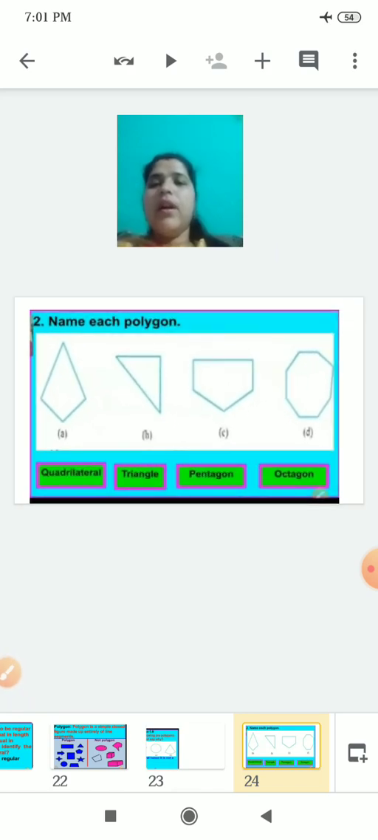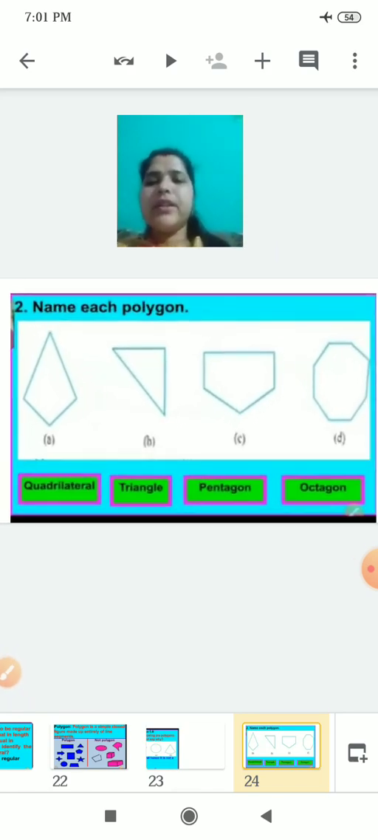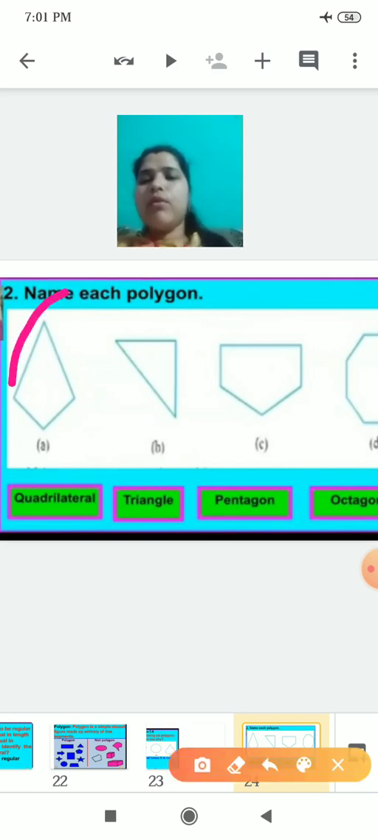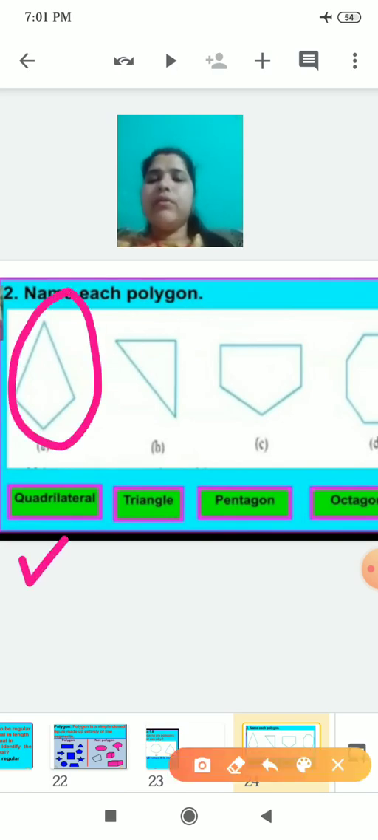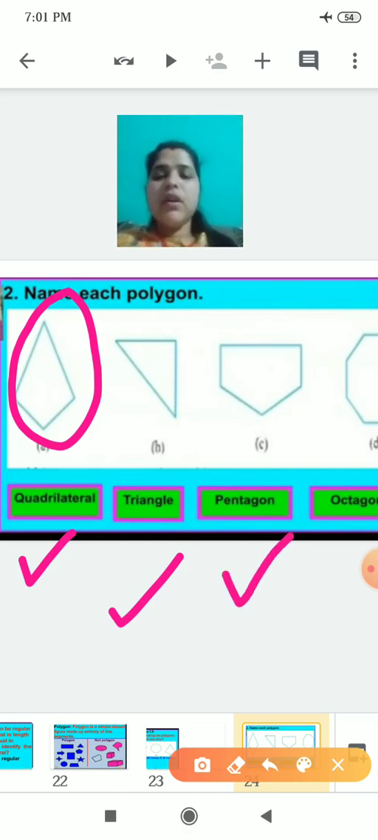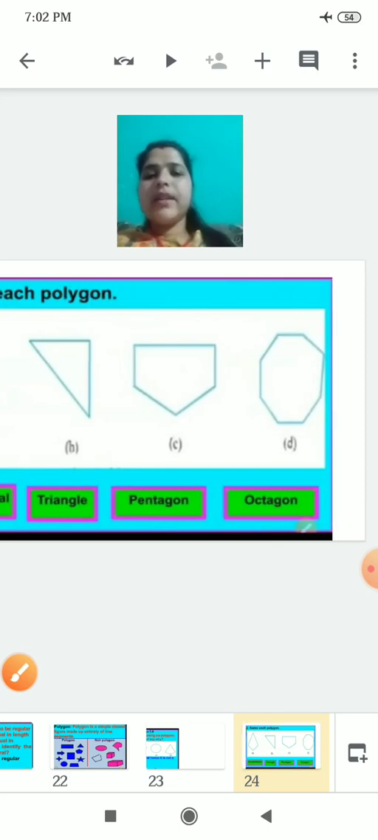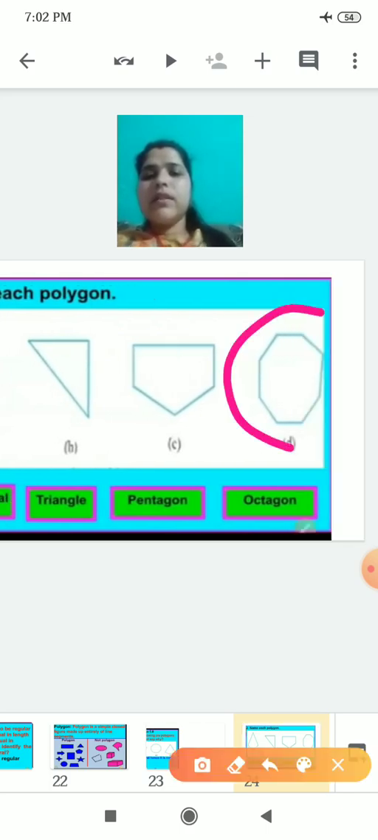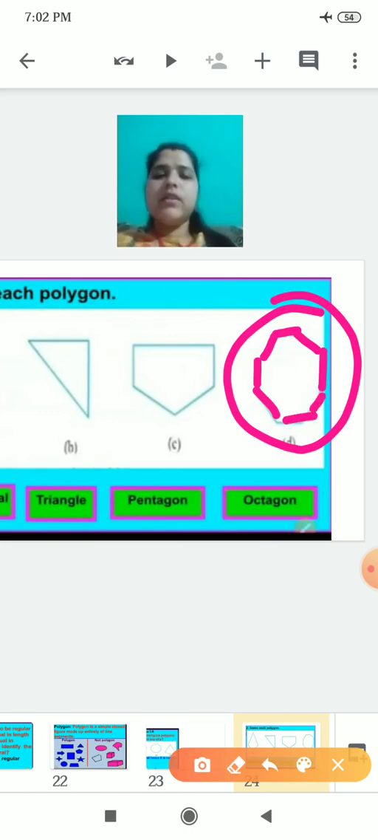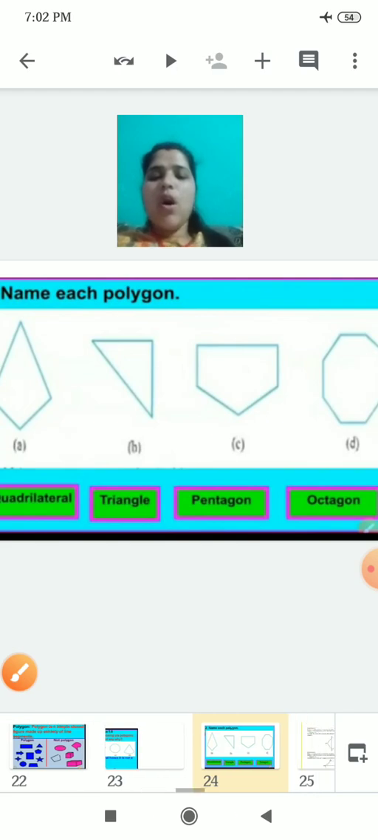Next we have: name each polygon. It is very easy. First, it is four-sided, so it is a quadrilateral. This is a triangle, and this has 5 sides. A polygon having 5 sides is called a pentagon. And this has 8 sides, as you can see here: 1, 2, 3, 4, 5, 6, 7 and 8. It is an octagon, having 8 sides.